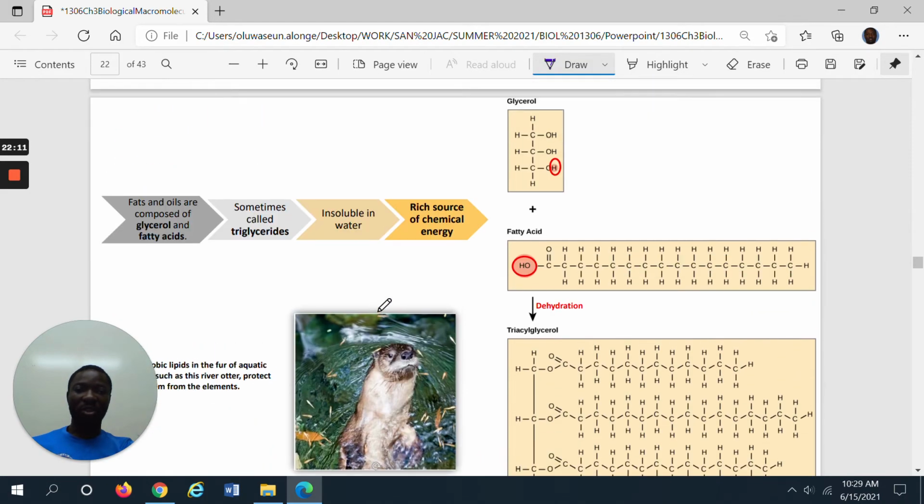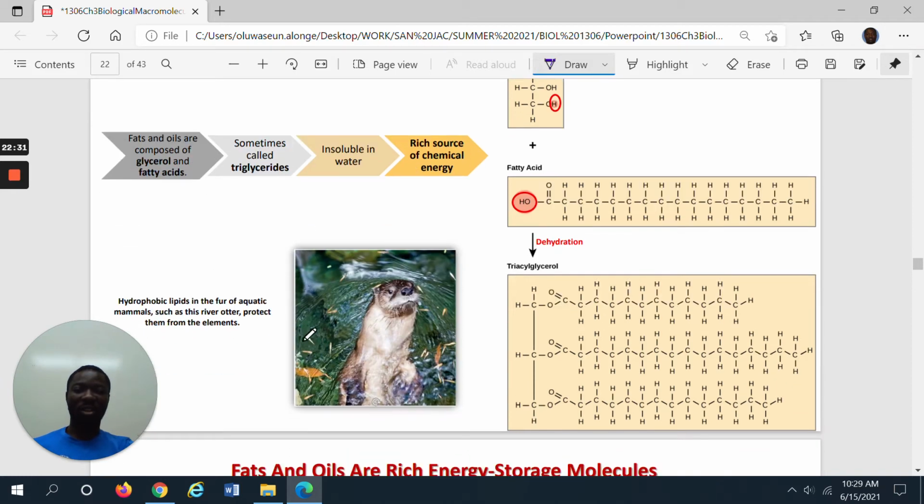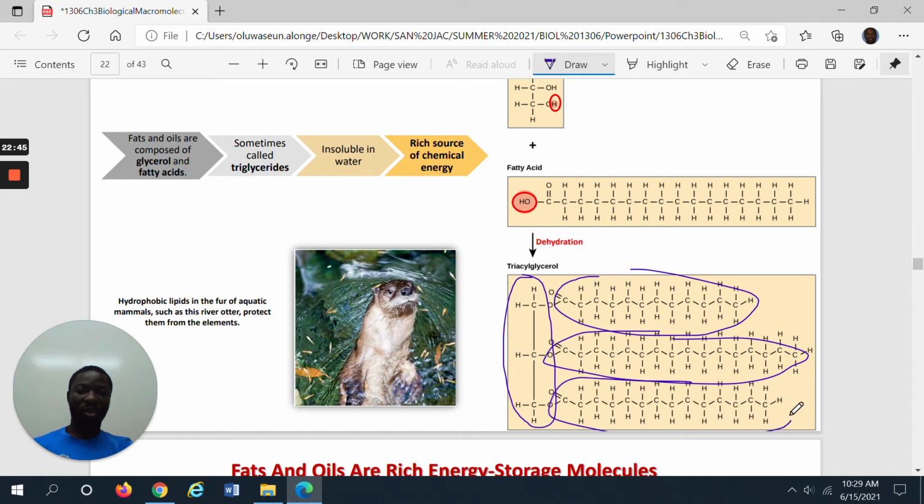Now let's go to lipids. I'll be a little fast to save time. Fat and oil are composed of glycerol and fatty acid. I'll be talking about these carefully now. Sometimes we call them triglyceride, which means it has 1 glycerol and it has 3 fatty acids. So you can see here, this is triglyceride, and this is 1 glycerol, and these are fatty acid 1, 2, 3. So 3 fatty acids attached to 1 glycerol makes it triglyceride.